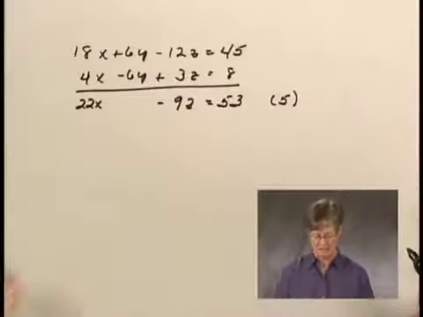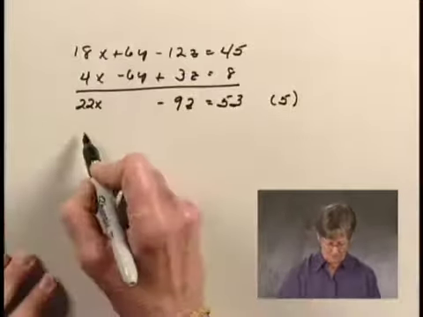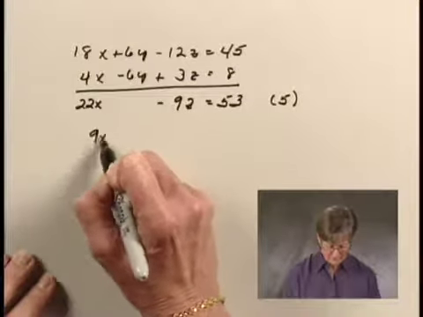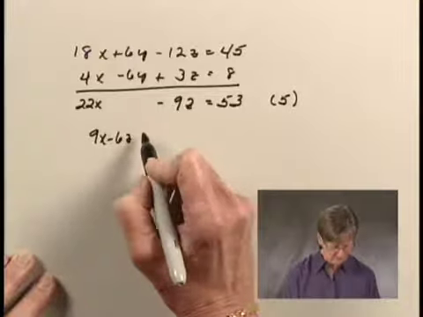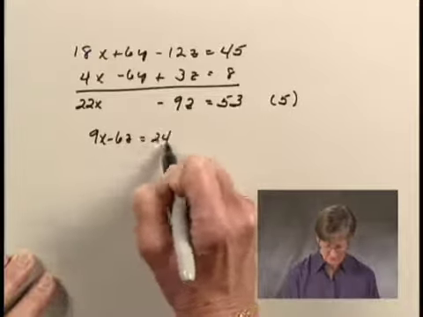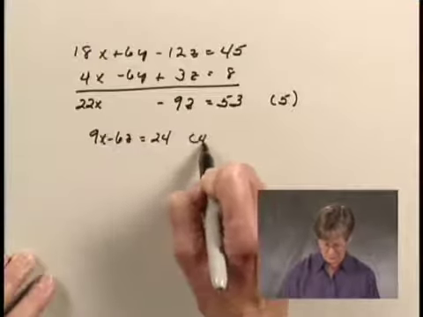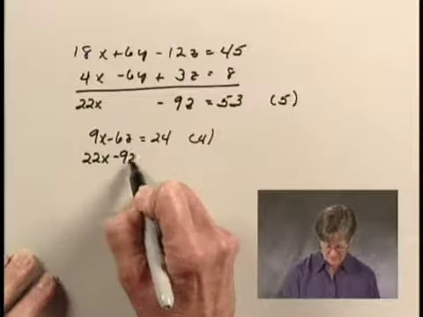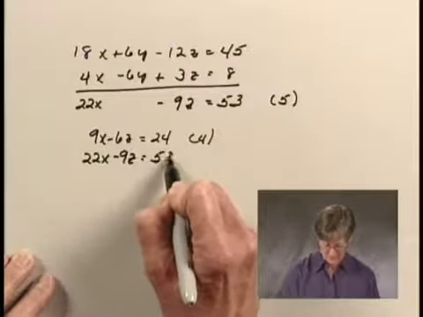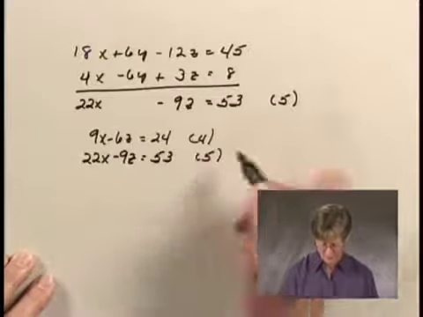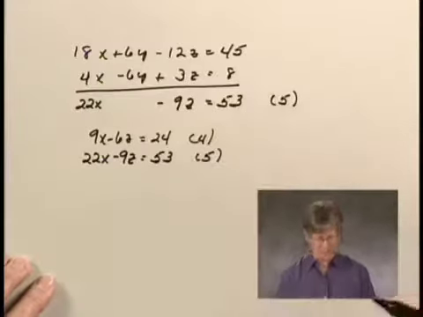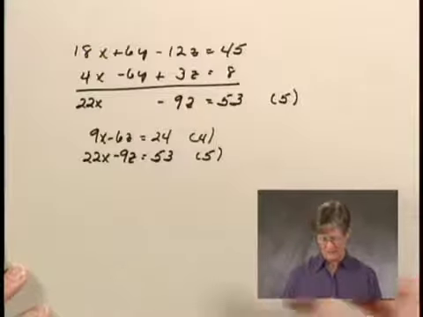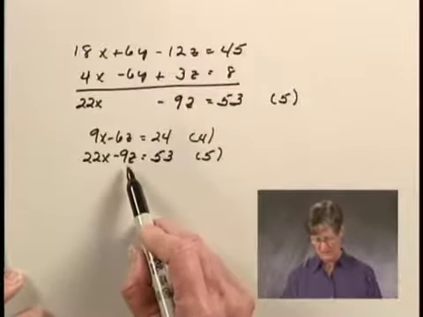And now I've got a system of 2 equations and 2 variables, the equations that I called 4 and 5. I have 9x minus 6z equals 24. This is equation 4. And I have this equation that we just found, 22x minus 9z is equal to 53. And this is the one we called 5. Now I'm going to solve this system of equations for one of the variables. And let's eliminate the z terms here. This will be the easiest to eliminate.